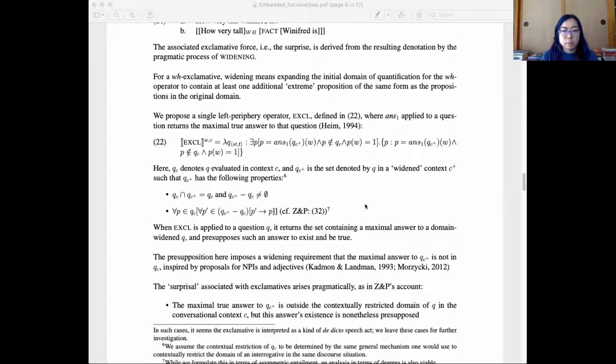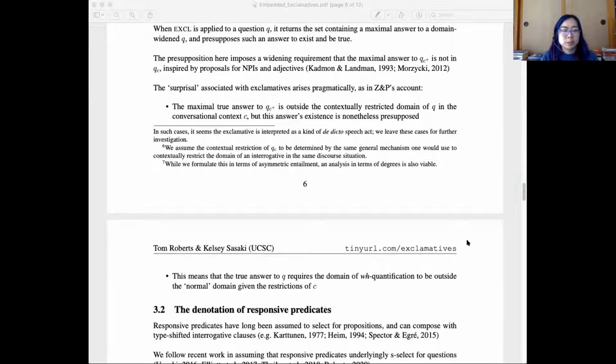Now the presupposition here imposes the widening requirement that the maximal answer to QC plus is not in QC, and this we're inspired by independent proposals about NPIs and adjectives. Now the surprisal associated with exclamatives arises pragmatically, as it does in Zanuttini and Portner's account. So the maximal true answer to QC plus is outside the contextually restricted domain of Q in the conversational context C, but this answer's existence is nonetheless presupposed. And what that means is that the true answer to Q requires the domain of WH quantification to be outside the normal domain, given the restrictions of C.